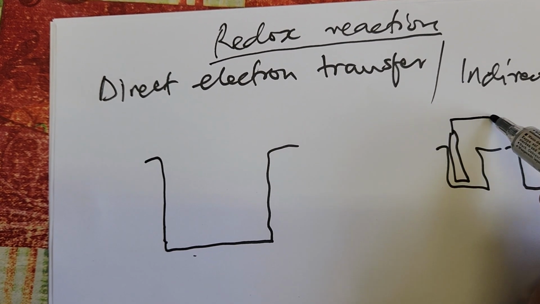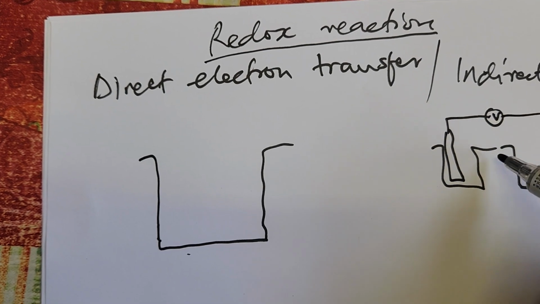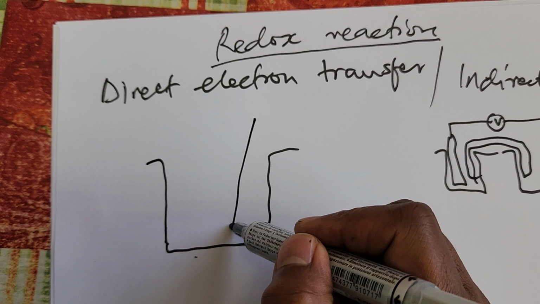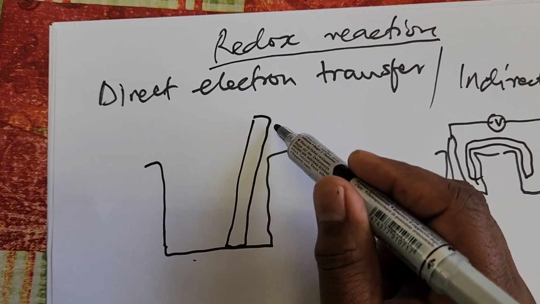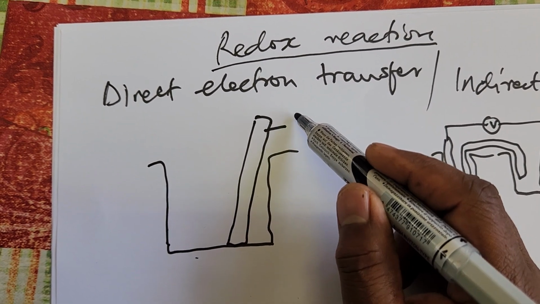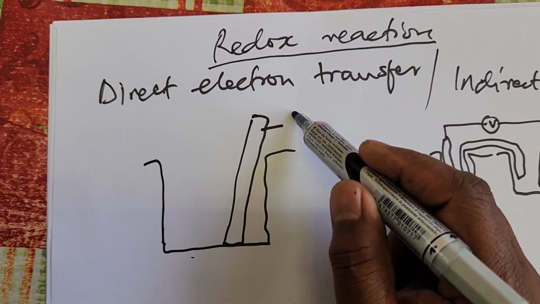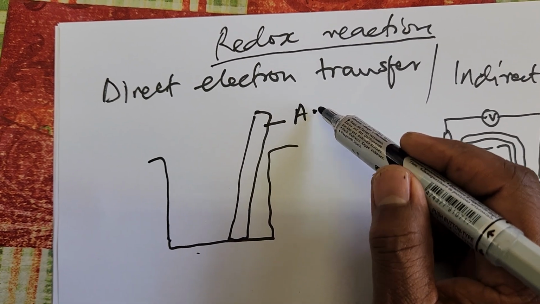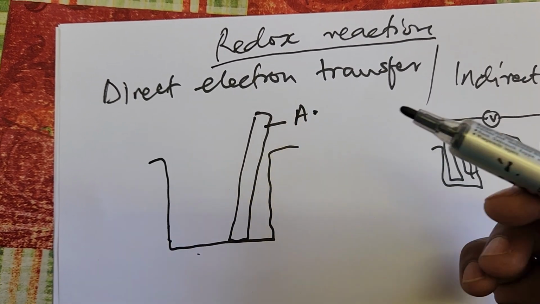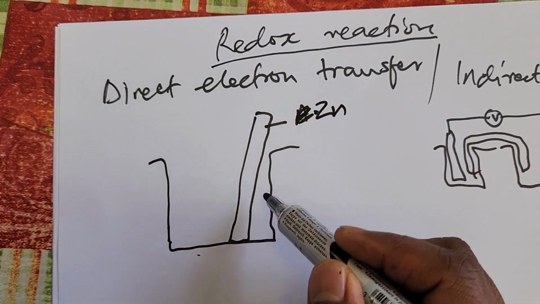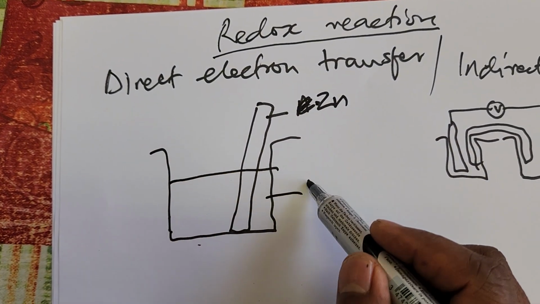This is indirect, whereas this one is direct. We just take a solid. In this case, let's take your silver. Okay, let's take your zinc into silver nitrate.